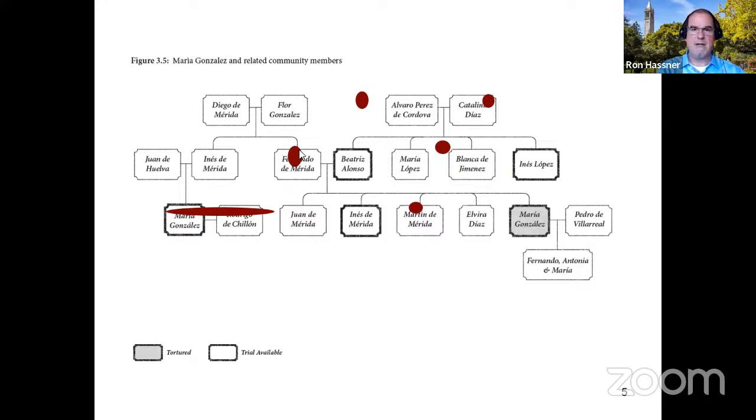Here's another diagram from the same period, also from Ciudad Real. And again, in dark frame are people whose trial documents I have in my hand. Maria Gonzalez here is the only one who was tortured. And then all the others are mentioned in passing.